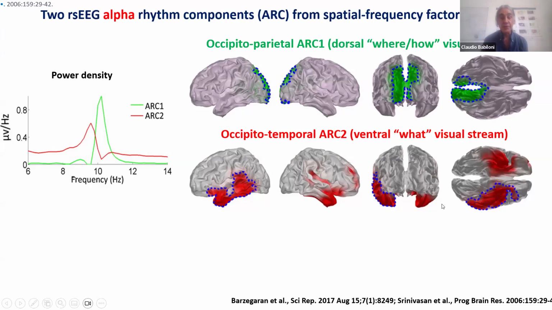So the authors concluded that the scalp recorded EEG alpha rhythms in the resting state, eyes closed, are mainly related to the inhibition of visual cortical circuits, and that the dorsal and ventral visual streams are responsible for different components of EEG alpha rhythms.